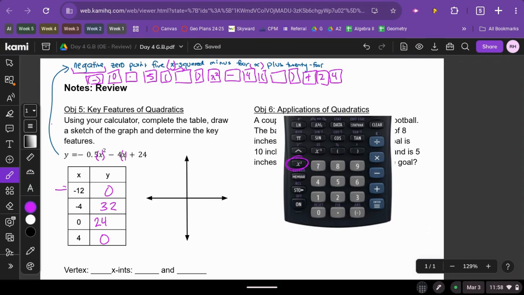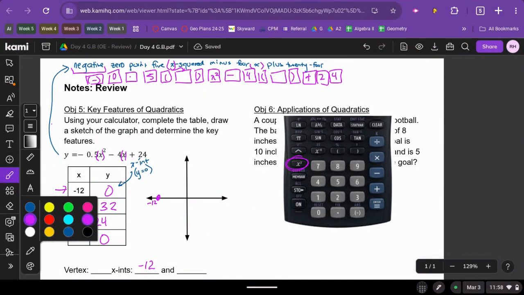So I start here at negative 12, 0. That's on the x-axis. So I start with a negative 12 on the x-axis. That means that's my first x-intercept. And that's true because when y is 0, that's going to tell you an x-intercept. So x-intercepts are when y is 0.